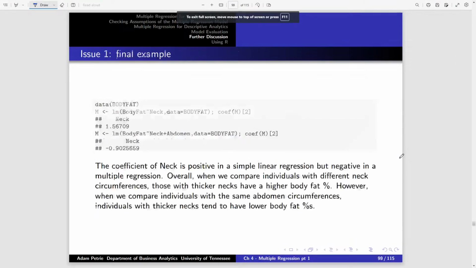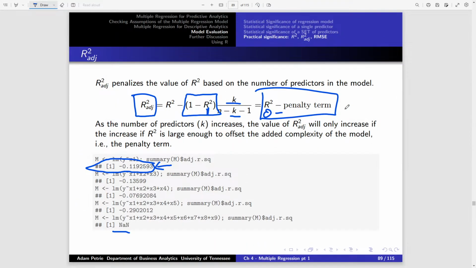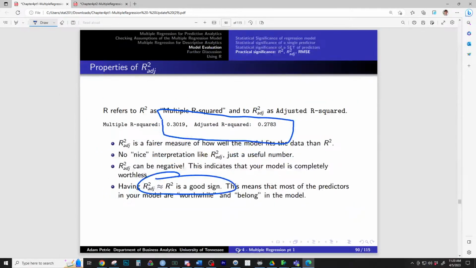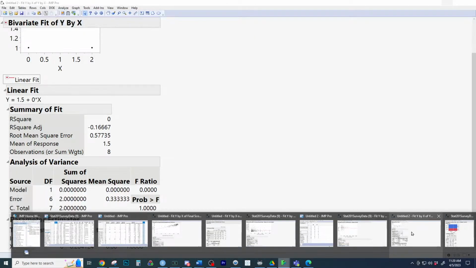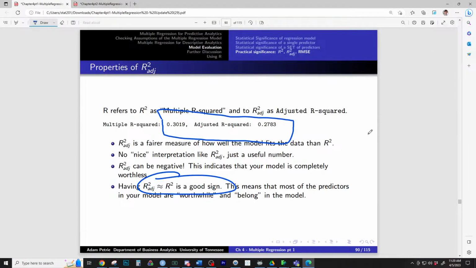We talked about R squared adjusted in the 320 class. It's a very simple concept. It's literally R squared with a penalty term, so it can be negative. And then we mentioned the key things right here. So that's R squared adjusted, which is in that output, which is also in output right here. Notice how it's negative because it's R squared with a penalty term.